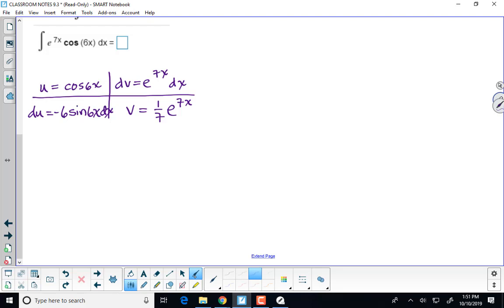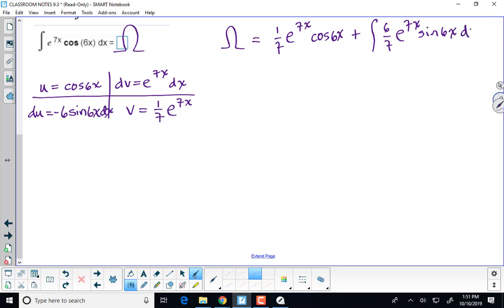So I'm going to call this integral here, the whole thing, capital omega. And so we have omega equals uv. So that's 1/7 e to the 7x times cosine of 6x minus the integral of v du. So minus a minus is plus. And then we're going to have 6/7 sine 6x times e to the 7x. I'll write it as e to the 7x times sine of 6x. So uv minus integral of v du.